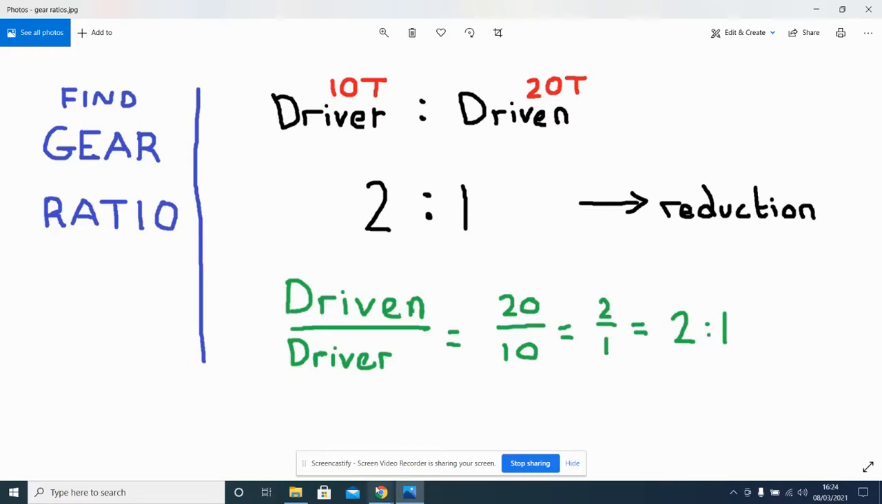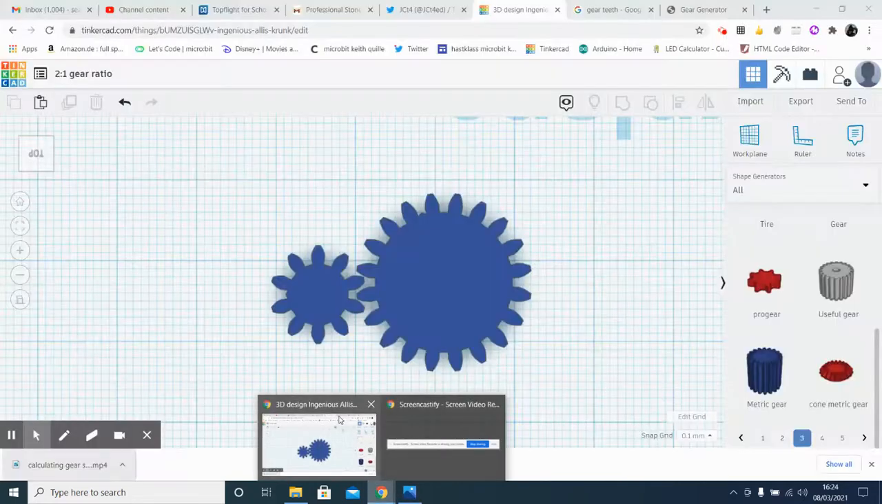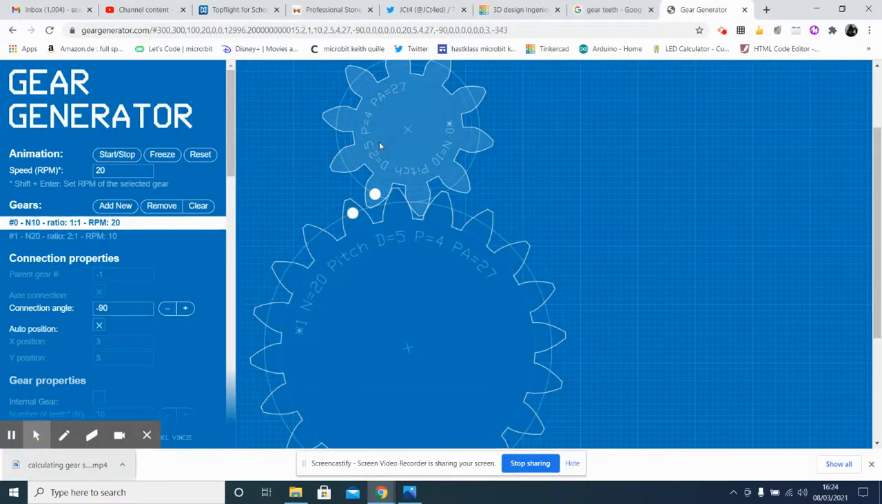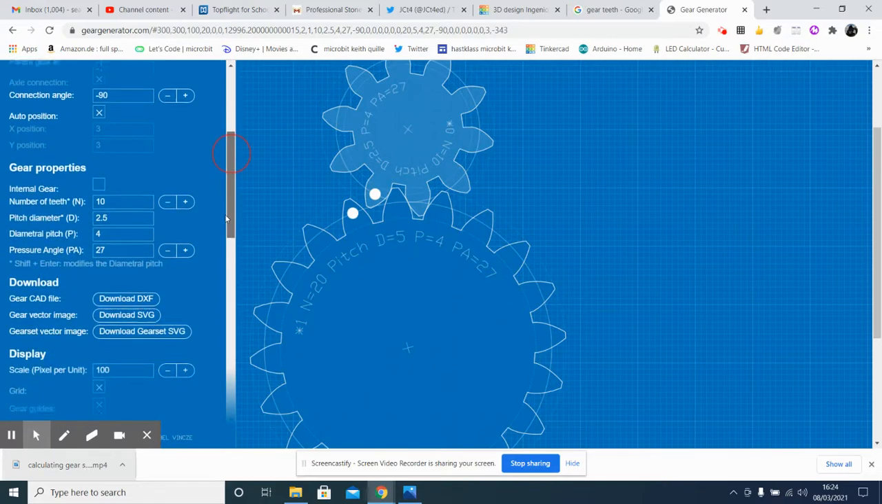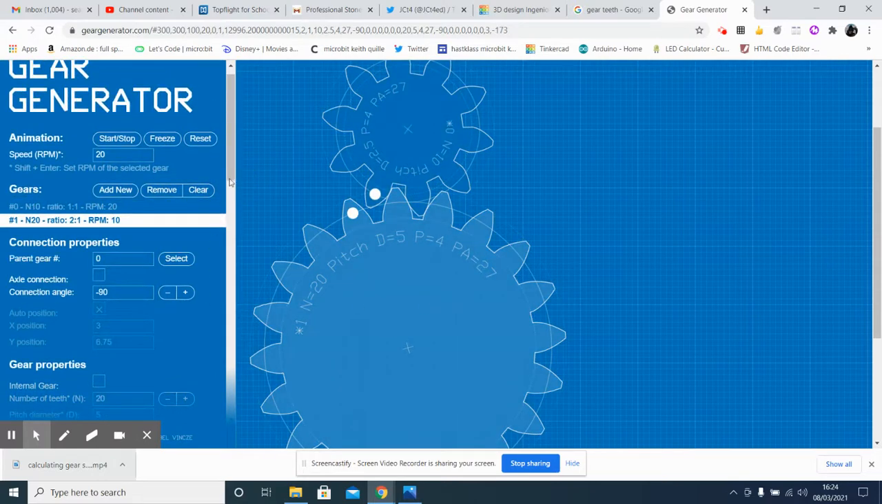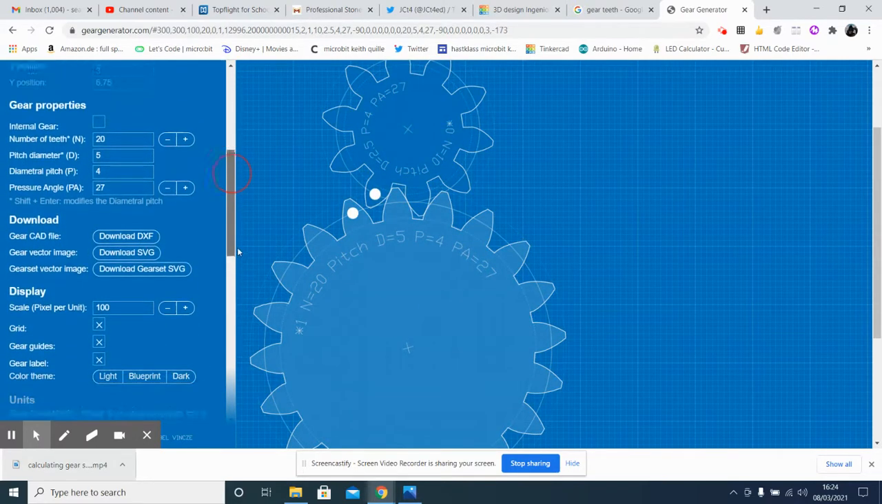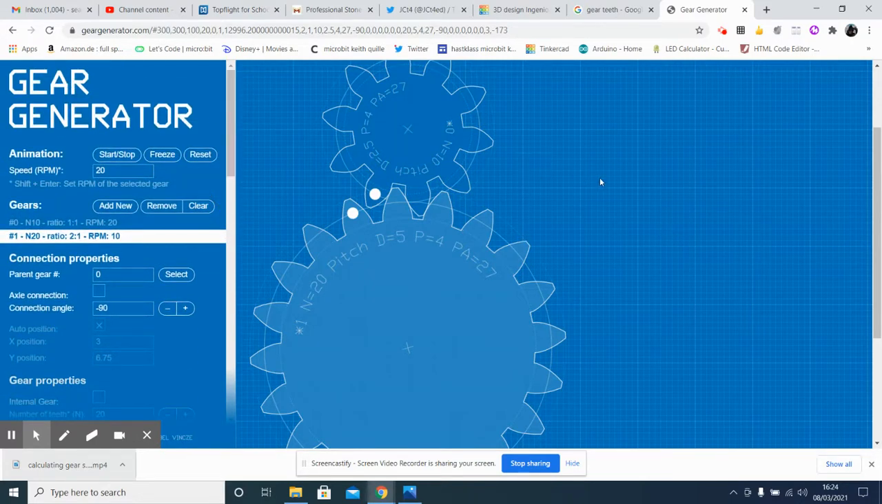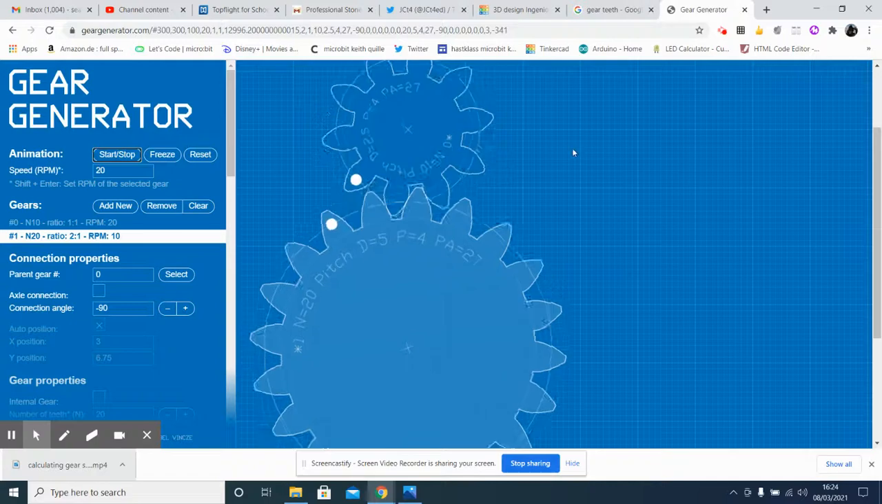Now we'll have a look at that in our gear generator, whereby here is our driver gear with 10 teeth. Just double check that, yeah. Driver gear, 10 teeth here. And here is our driven gear, and that one there has 20 teeth. So let's just run that there.